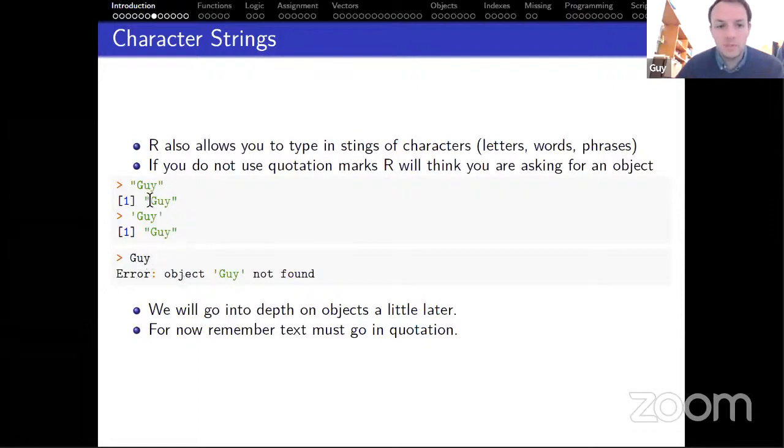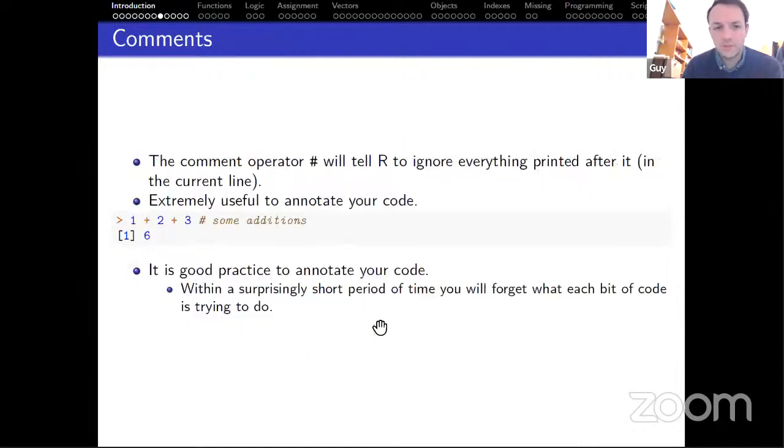Okay. So here you see I wasn't getting an error message because I was putting it in quotation marks. So I was telling R I'm creating a label. Whereas here there are no quotation marks, so it's telling R to look for the object or the function called guy in this case. We'll go a little bit more in depth on objects later. Just remember, if you're using text, if you're using strings, we need to use quotations.